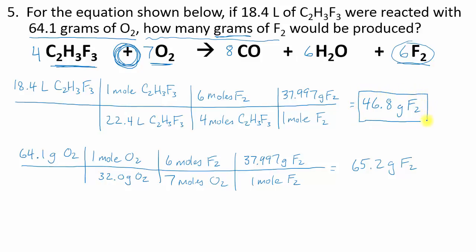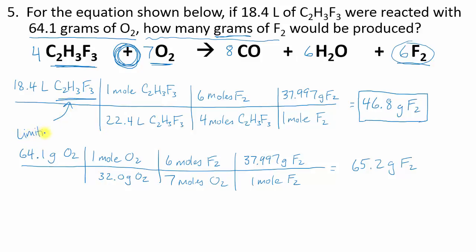The C2H3F3 could make 46.8 grams of fluorine. The oxygen could make more. It could make 65 according to this reaction. But it can't, because the fluorine is limited by the one that runs out first. Okay? The fluorine amount being made here at the end is limited by the one that runs out first, and that's this guy. So if we're to identify them as limiting and excess reactants, and this practice page that we've given you is going to ask you to do that, this then is my limiting reactant.